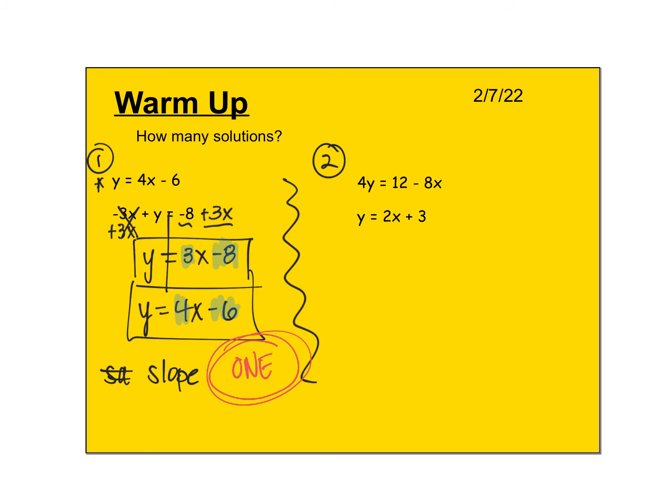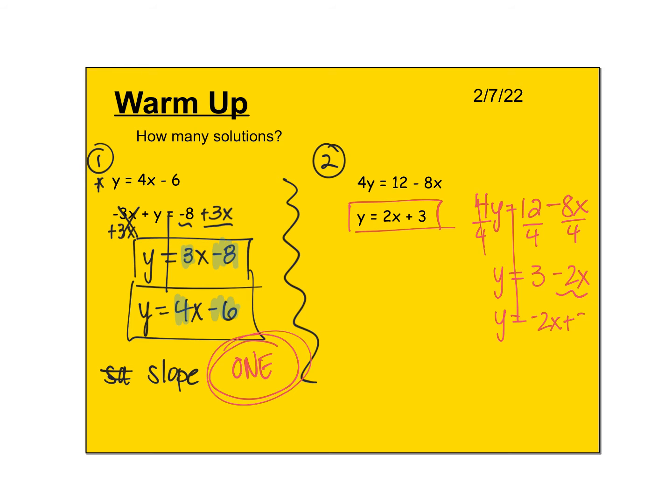Okay, if you look at number 2, this first one looks good. The second one I need to rewrite. So I have 4y equals 12 minus 8x. Okay, I'm going to draw my line down, and I got to get that y by itself, so I'm going to divide by 4, divide by 4, divide by 4. I get y equals 3 minus 2x. Now I'm going to rewrite that, so I'm going to write y equals, I'll put my x first, negative 2x plus 3.